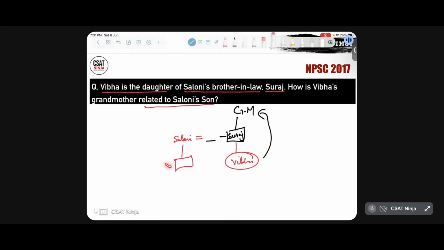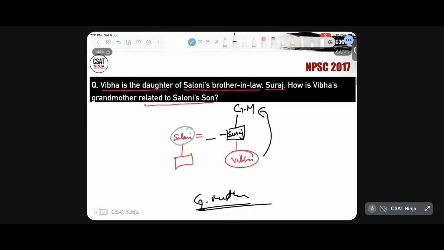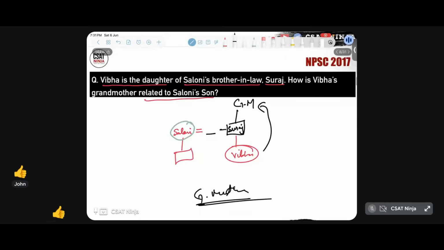So according to Saloni's son, who is Wiba's grandmother? Same thing, grandmother only. We don't know the gender of Saloni. If you want to assume, it can be female, but I've told you that in statement number 2, we don't judge a gender by their name. One thing I am sure is that Saloni's son's parent's mother is the grandmother of Wiba. So the answer is nothing but grandmother. I hope we are clear with this. Shall we move on to next?